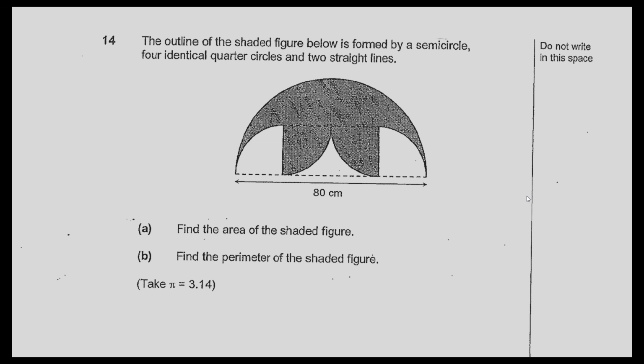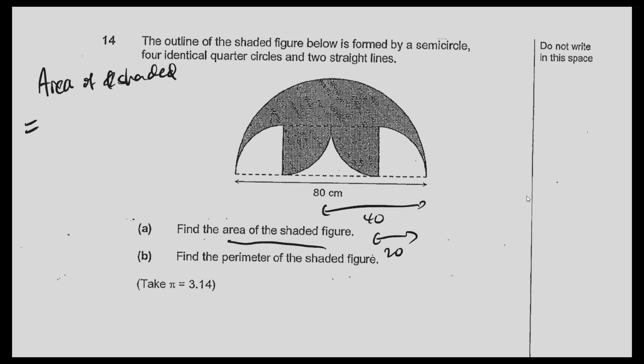So let's look at the question. The outline is formed by a semicircle, 4 identical quarter circles, and 2 straight lines. So this is 80. Naturally, we know that this is 40. By extension, this is also 20. You can just look at that by inspection. There's not even a need for proof. Now you want to find the area of the shaded figure. What is the area of the shaded figure?